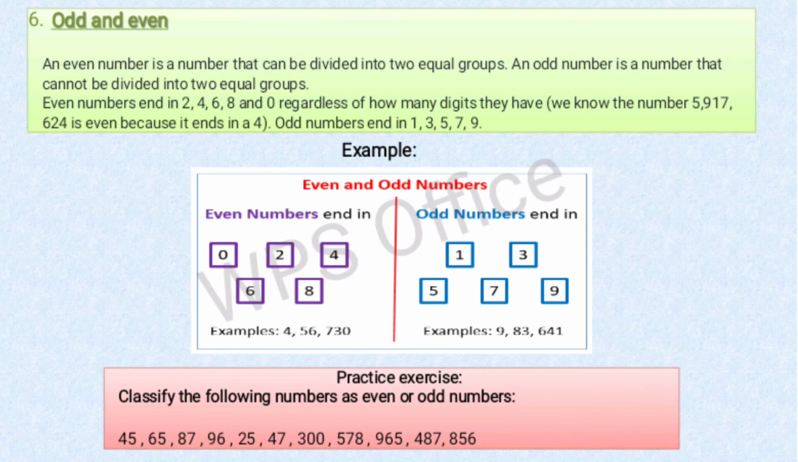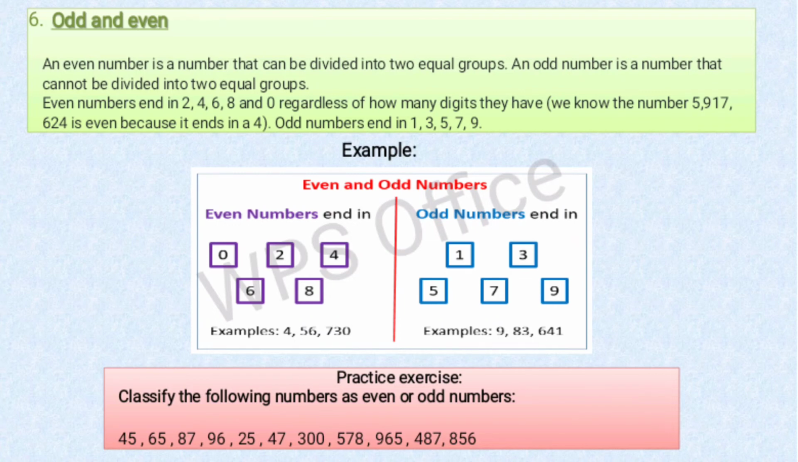300. Yes, 300 is an even number because it ends with 0. 578. Yes, this is also an even number. 6. Yes, if a number ends with 6, it will be an even number. Now let's get back to our practice exercise. 965 is an odd number. 487 is an odd number. 856. Yes, 856 is an even number because 6 is an even number.